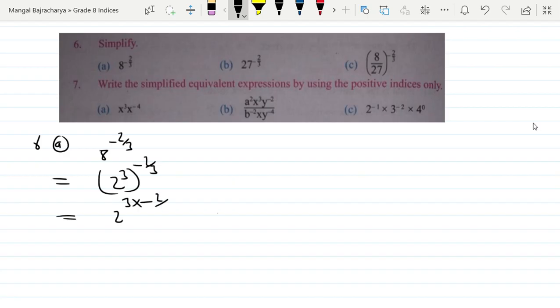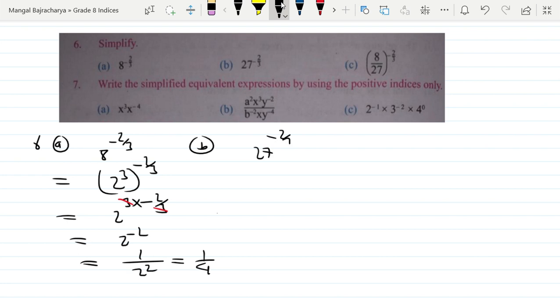2 power 3 into minus 2 by 3, and you get that this 3 cancels, so we get 2 power minus 2 only, and the negative power we can remove by taking the reciprocal. So 1 by 2 power 2 will give you 1 by 4. That's A. And very similarly B is 27 whole power minus 2 by 3.